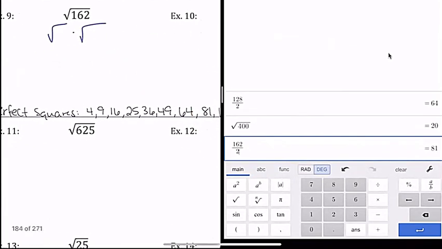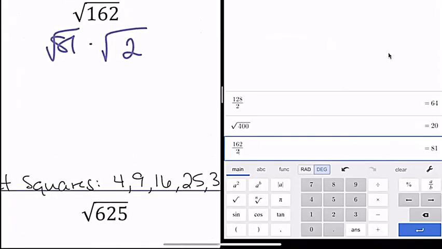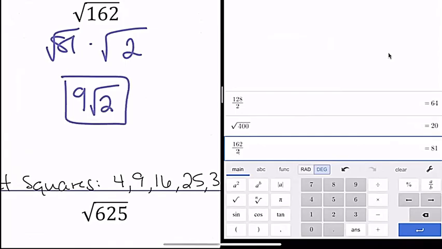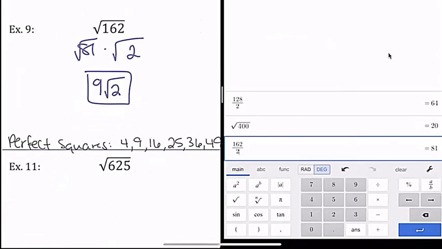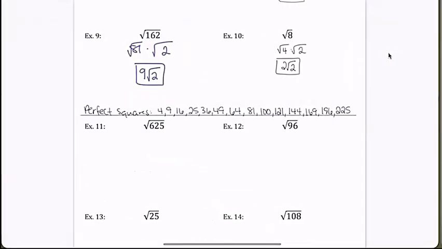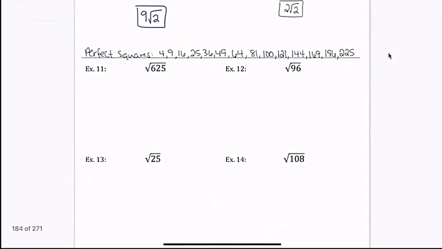So 81 times 2. And then the square root of 81 is 9. So instead of writing the square root of 81, I would just write 9 times the square root of 2. And that was our answer. Remember, you're always going to make sure that everything inside your root symbol is fully simplified, meaning it could not be divided by another perfect square. And there we go. So go ahead and pause, do 11 through 14, and then come on back when you're ready to check it.